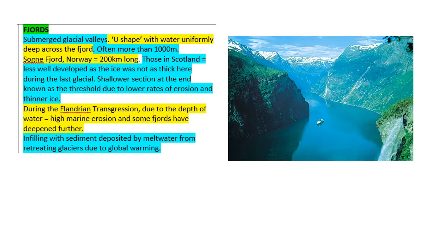During the Flandrian transgression, you've had a lot of marine erosion and some fjords have got deeper. But you've also got a lot of meltwater coming down from the melting glaciers, bringing sediment and depositing it into the fjords.